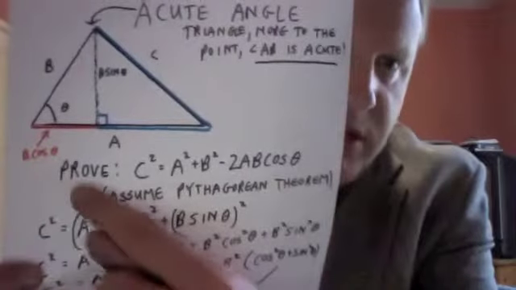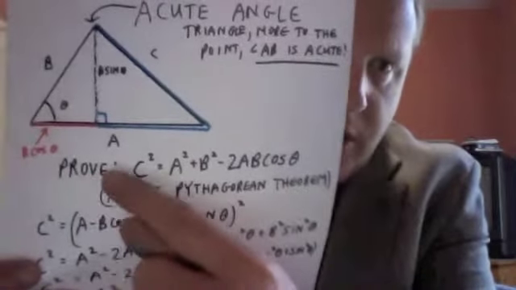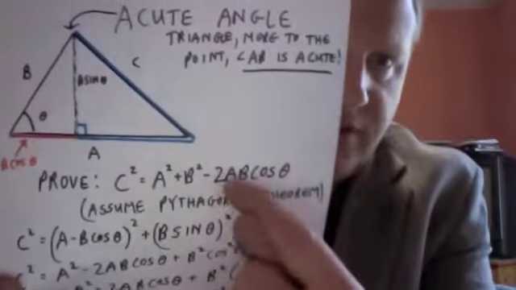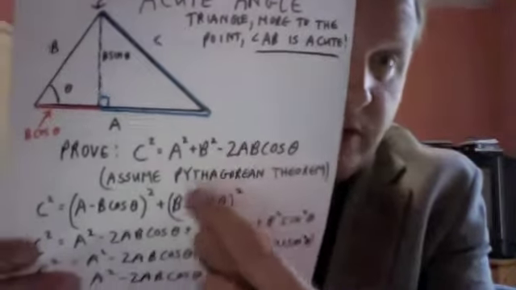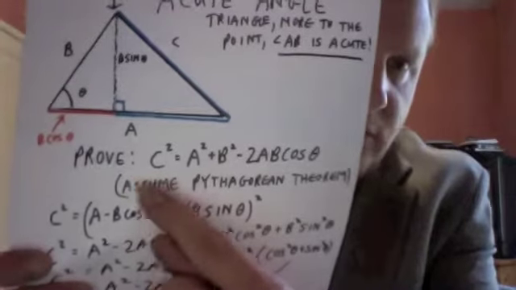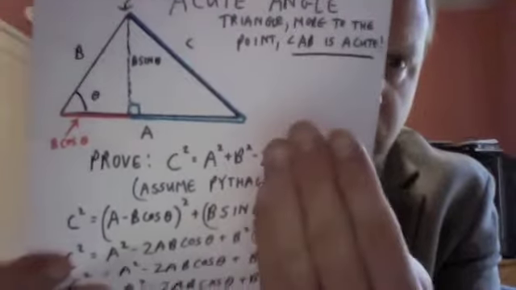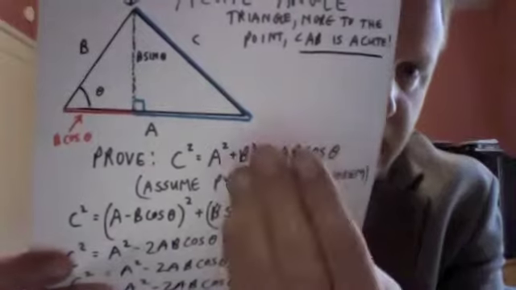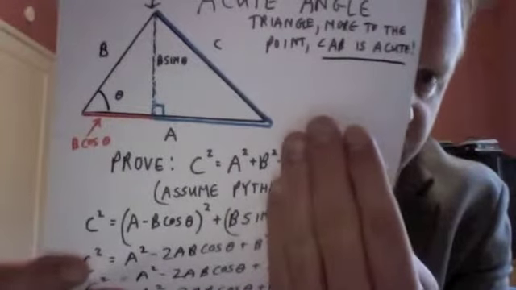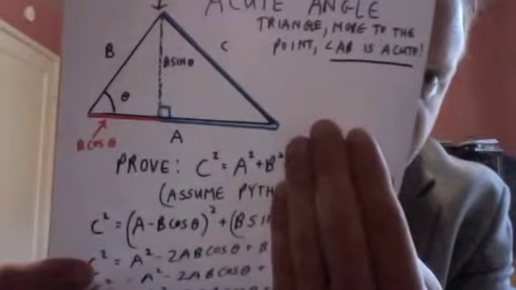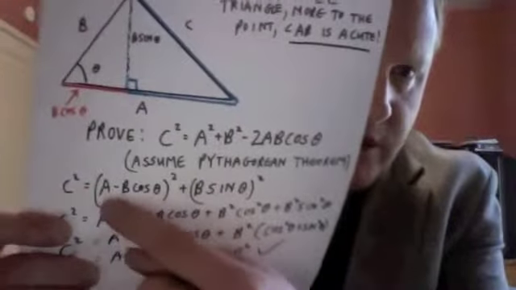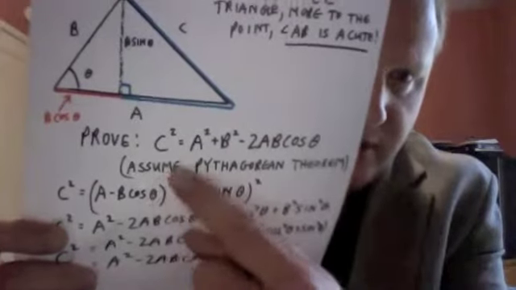Okay, this is one among my first, but we're going to prove the law of cosines using both acute and obtuse angles. Starting off with acute angles, and we're going to assume the Pythagorean theorem. Now, note that if my angle is 90 degrees, my cosine of the angle would be 0, and I have the Pythagorean theorem right there. So, why do I start off with c squared is equal to a minus b cosine angle squared plus b sine angle squared? How on earth would I start off with that? Well, let's get into it.